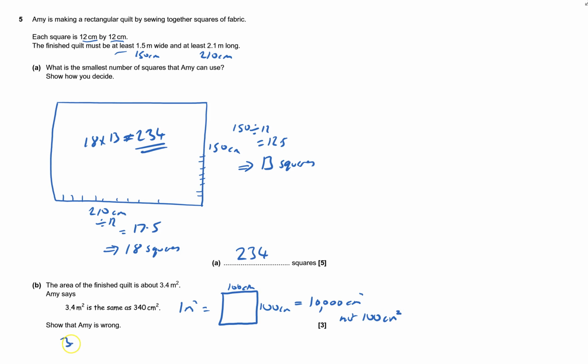So actually 3.4 meters squared is 3.4 times 10,000. It's that actually. Be very careful with units. If you're doing units, I'd make sure the unit's always the same, like I did here, and change the 1.5 meters into 150 centimeters. Much easier. That's 5 done.